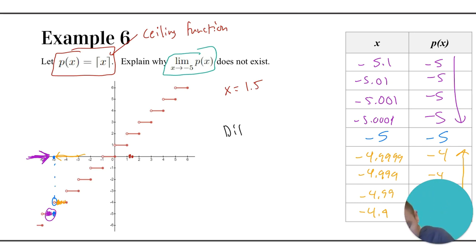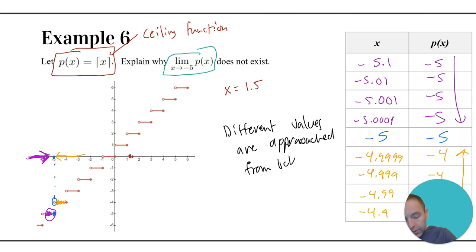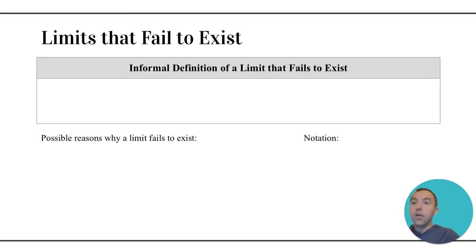So in simplest terms right here, we just have different values that are approached from both sides of x equals -5 for this particular function, p of x, right? Good, good, good. All right, so let's just bring some of that knowledge together here and talk about where limits are failing to exist.